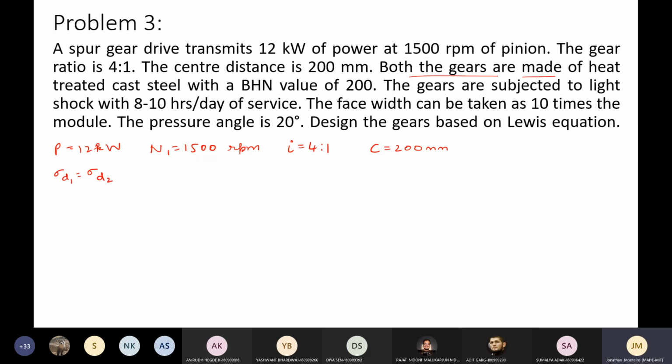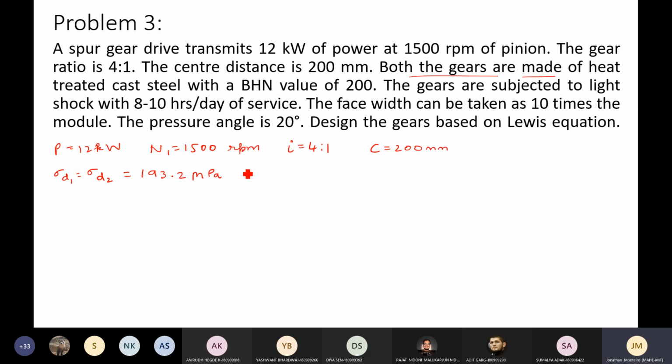Heat treated cast steel, if you go to table 12.7, let us write the value here itself now. There is only one type of heat treated cast steel there for us, and that is 0.2% carbon. So that value comes out to be 193.2 megapascals.